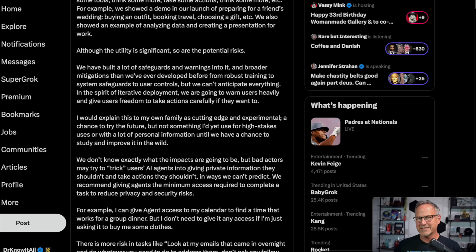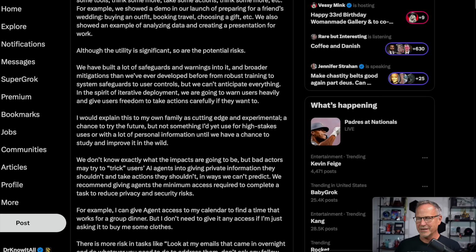And then Sam gets into some of the concerns about using a product like this because it is a powerful product. Although the utility is significant, so are the potential risks. We have built a lot of safeguards and warnings into it and broader mitigations than we've ever developed before, from robust training to system safeguards to user controls, but we can't anticipate everything. In the spirit of iterative deployment, we are going to warn users heavily and give users freedom to take actions carefully if they want to.